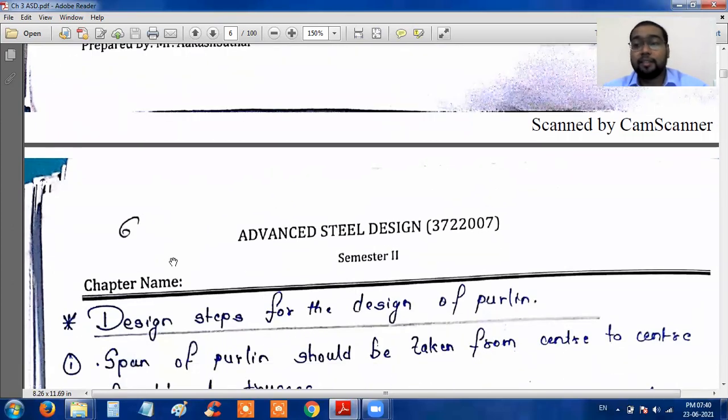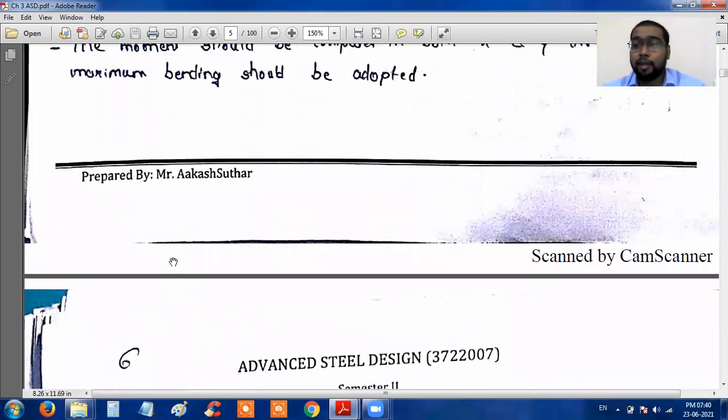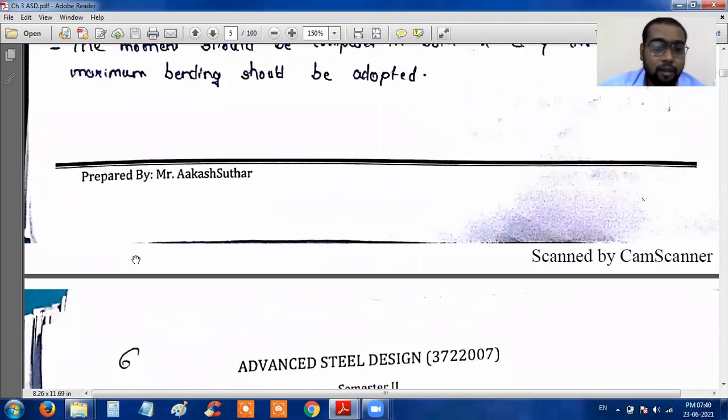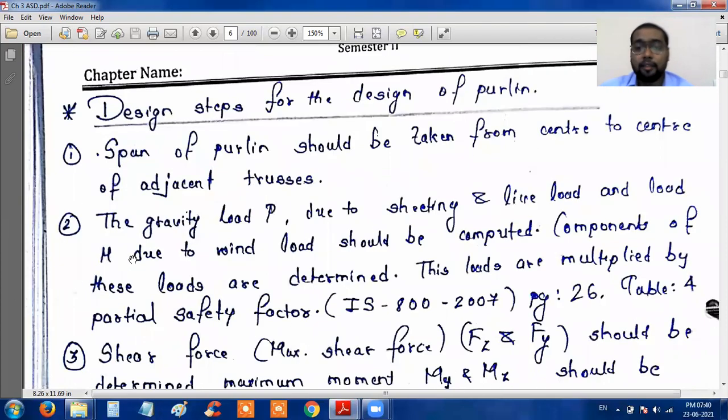Purlin is a flexural member. We will consider the purlin as a flexural member. As we find the moment in RCC also, and from the moment we find out the steel in RCC beams and columns, the same method we will use here to find out the section used as a purlin. Okay, design steps of purlin.